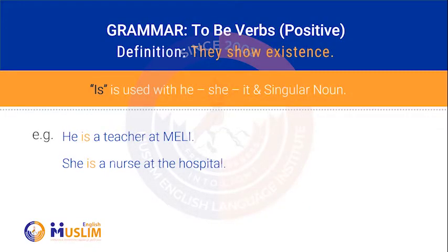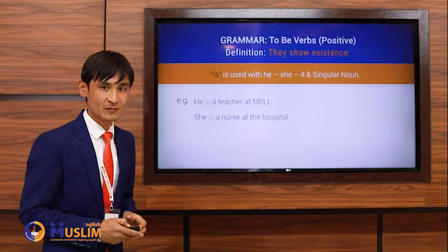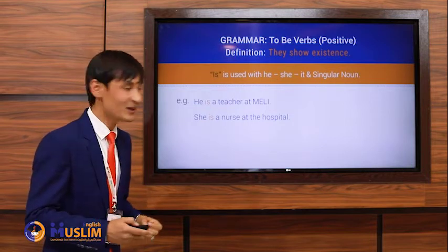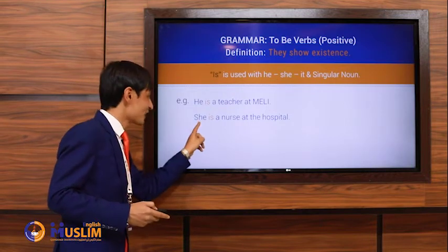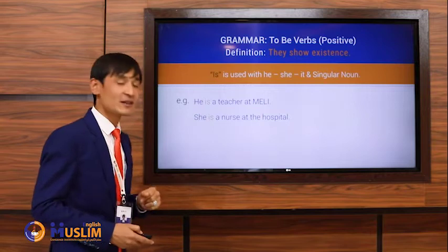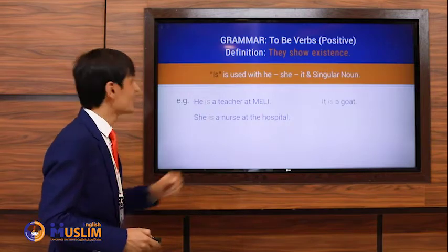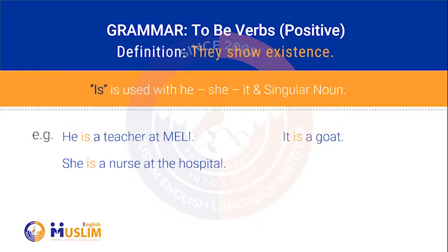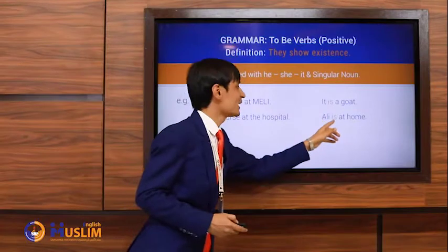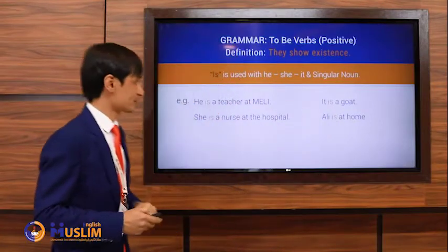She is a nurse at the hospital. Who is a nurse at the hospital? She. She is a nurse at the hospital. It is a goat. Ali is at home. Who is at home? Ali. Ali is at home.